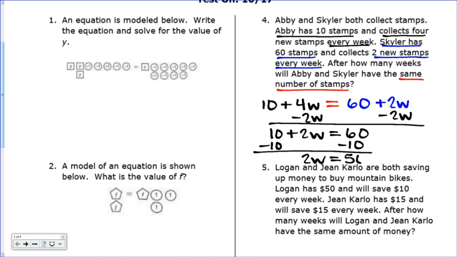60 minus 10 is 50. And one last step, I need to figure out what number times 2 is going to get me to 50. So I'm going to divide each side by 2, and W equals 25.